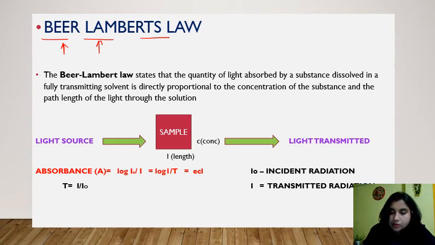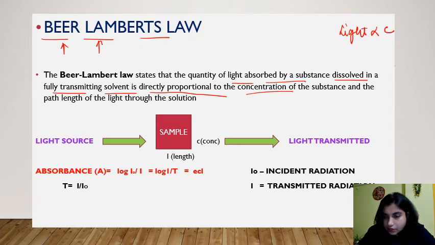And that absorbed light is directly proportional to the concentration of the sample. According to Beer's law, light absorbed by a substance dissolved in a fully transmitted solvent is directly proportional to the concentration of the substance. Concentration means the amount of substance present in the sample, right? So light absorption will be high if the concentration of sample is high, right? Light absorption will be less when the concentration of sample is less.